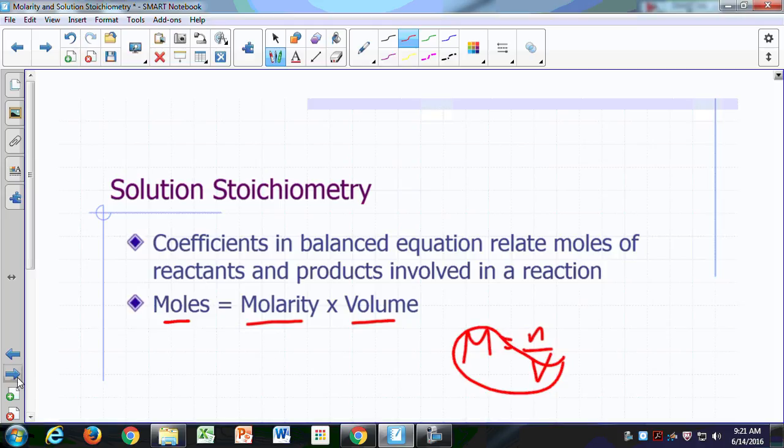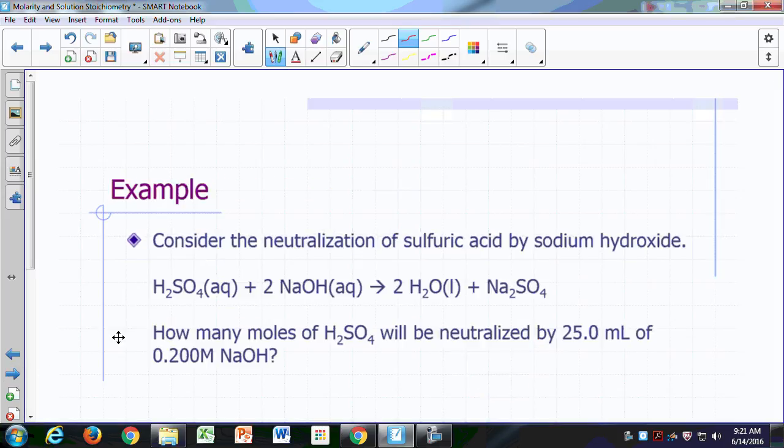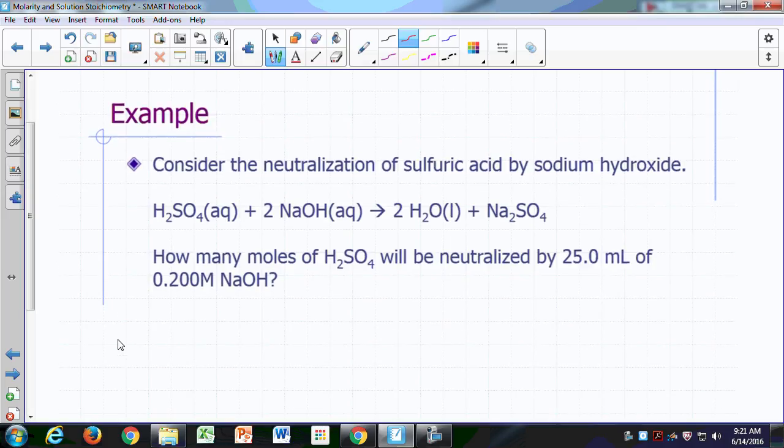So here's an example of a stoichiometry problem that involves solutions, in which case you're going to need to deal with molarity. Consider the neutralization of sulfuric acid by sodium hydroxide, H2SO4 plus NaOH. This is a neutralization reaction. The H+ from the sulfuric acid and the hydroxide from the sodium hydroxide give you water, and the other product you get is the salt, sodium sulfate.